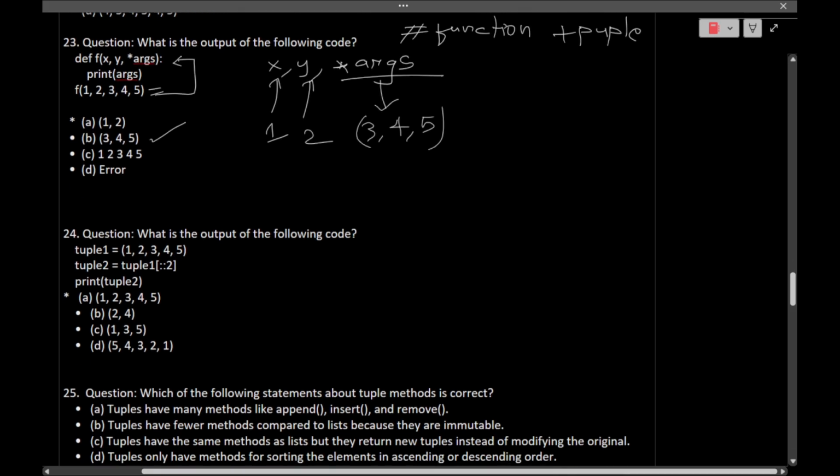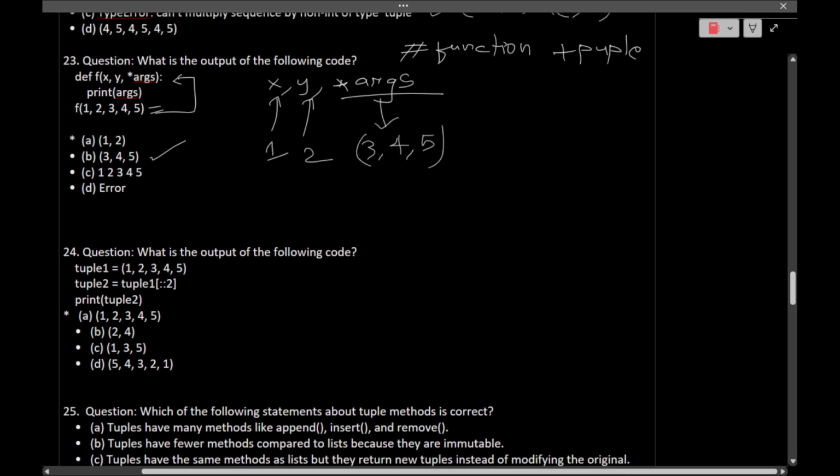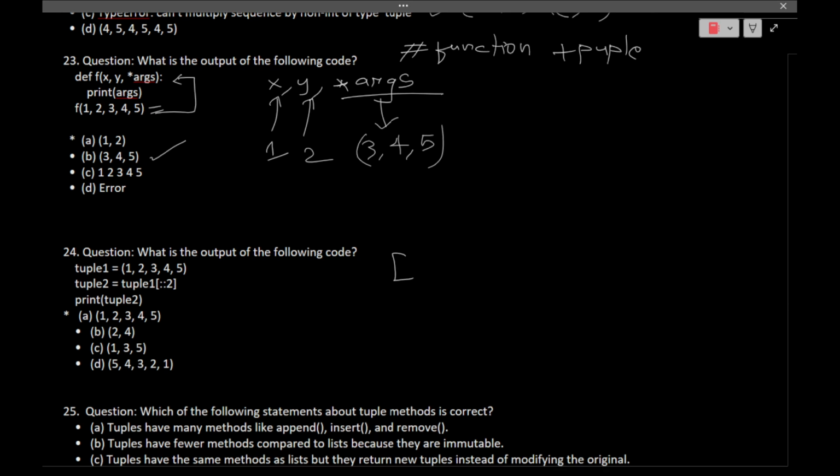Now talking about the output of the following code. Tuple 1 is this, tuple 2 is equal to tuple 1 with this slice. Very good question. As you have observed, I am having 2 colon and 2. I want to create a new tuple from tuple 1. As I have told, if I am having nothing, it will start from index 0 and reach till the last, and your increment will be 2.